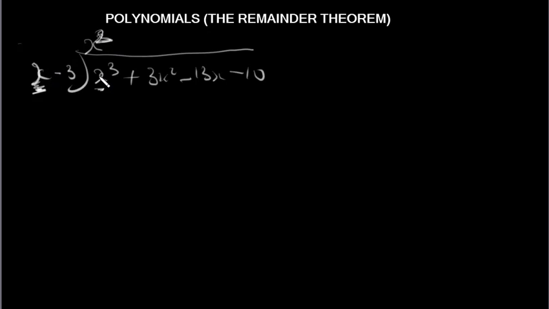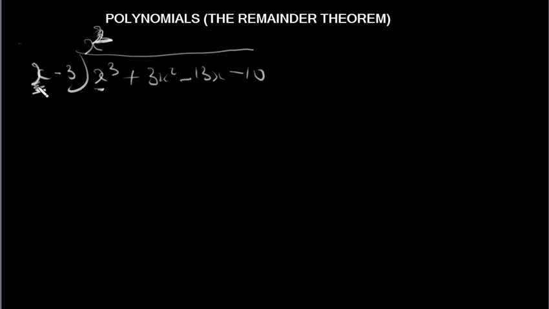And remember from the definition of the remainder theorem, we said the quotient is going to be a polynomial of one degree less than the given polynomial. So our polynomial here is of degree 3, and our quotient will be of degree 2. So that's one degree less than the polynomial.